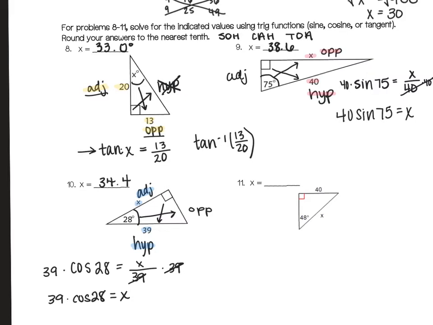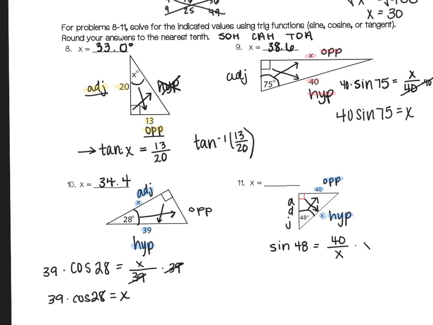And then last example for the trig section, I label: across from the angle is opposite, across from the 90-degree angle is hypotenuse, and then lastly I have the adjacent side. I have opposite labeled and hypotenuse labeled, so those are the two I want to focus on. Opposite and hypotenuse means use sine. So I have sine 48 degrees, opposite is 40, x is hypotenuse.